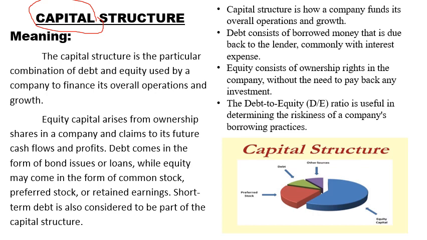The equity capital arises from ownership shares in a company and claims to its future cash flows and profits, whereas debt comes in the form of bond issues or loans, while equity may come in the form of common stock, preferred stock, or retained earnings. Short-term debt is also considered to be part of the capital structure. It means that mainly under capital structure there are two parts, debt and equity.